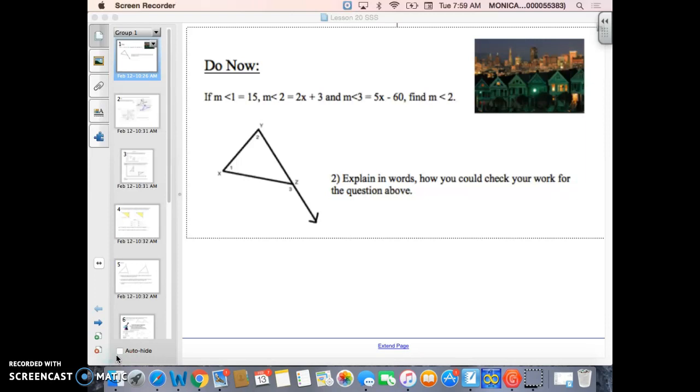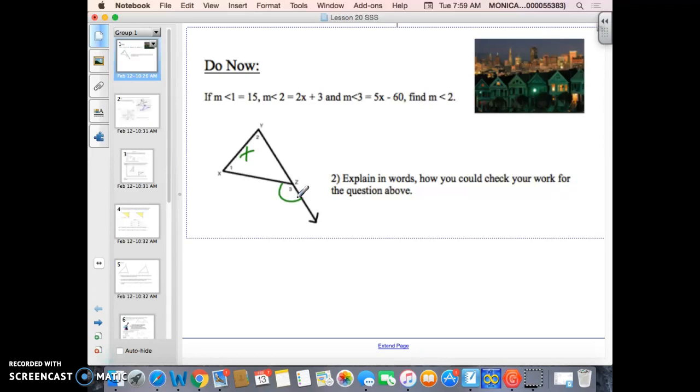Yesterday we learned about exterior angles, and then the day before we learned about how all the interior angles of a triangle add up to 180 degrees. So if I'm given the information here in this triangle, I see this exterior angle here is going to be equivalent to these two angles on the inside added together.